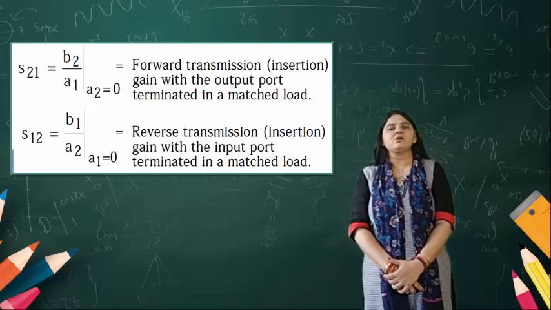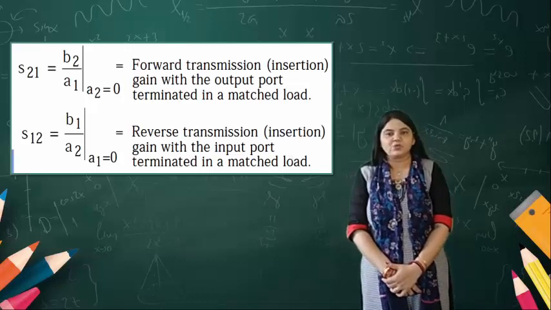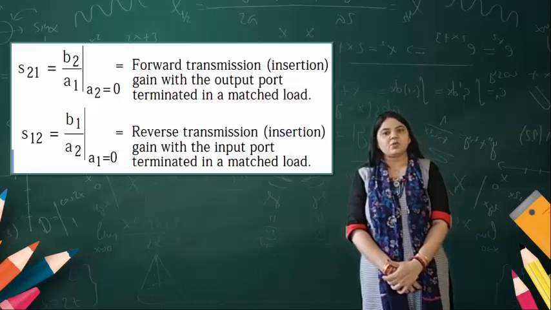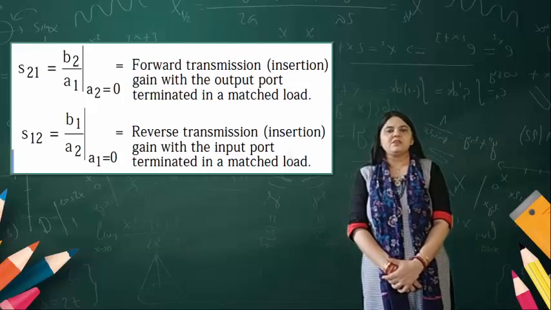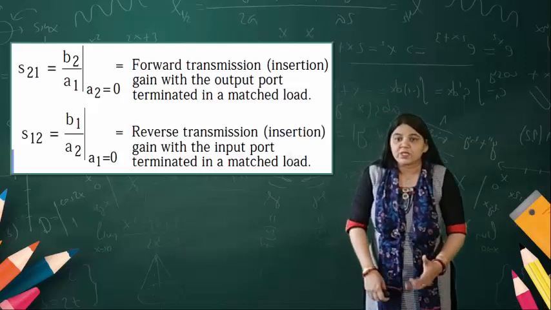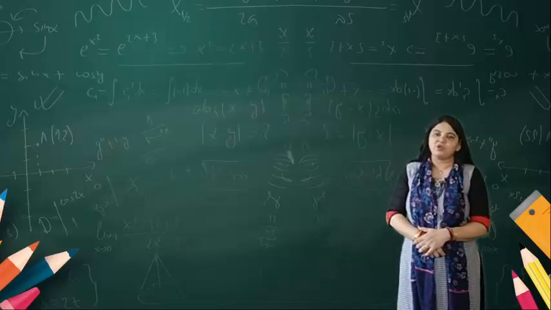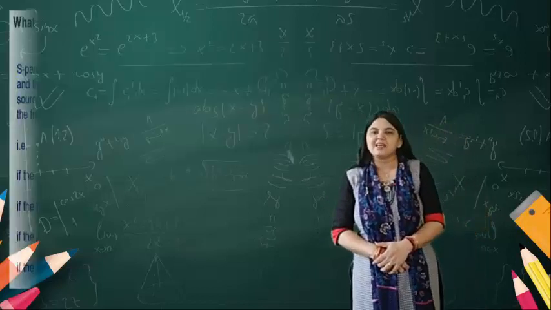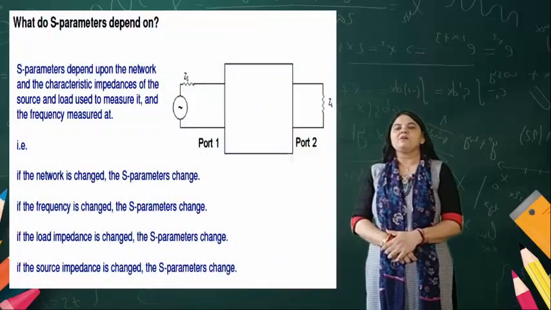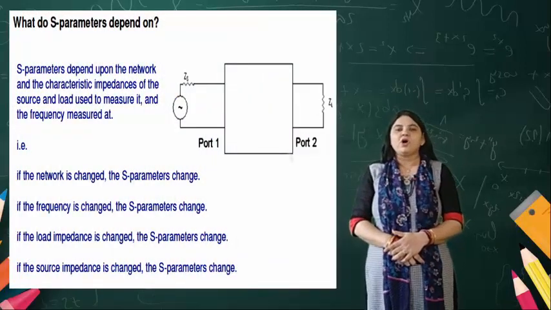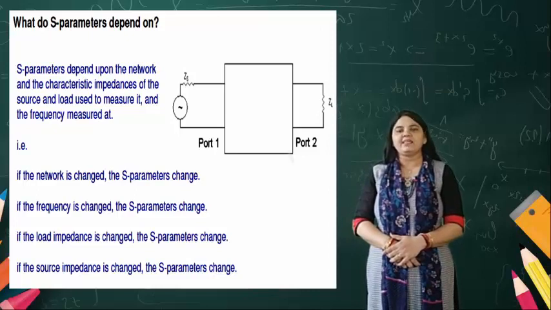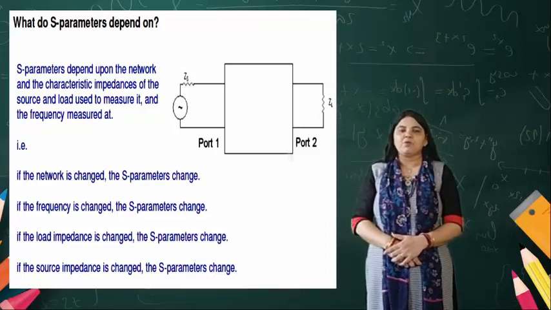S12 is equal to B1 upon A2, while A1 is 0. Reverse transmission, it's an insertion gain with the input port terminated to a match load. So this way, these are the basics for finding out the behavior of any microwave component.